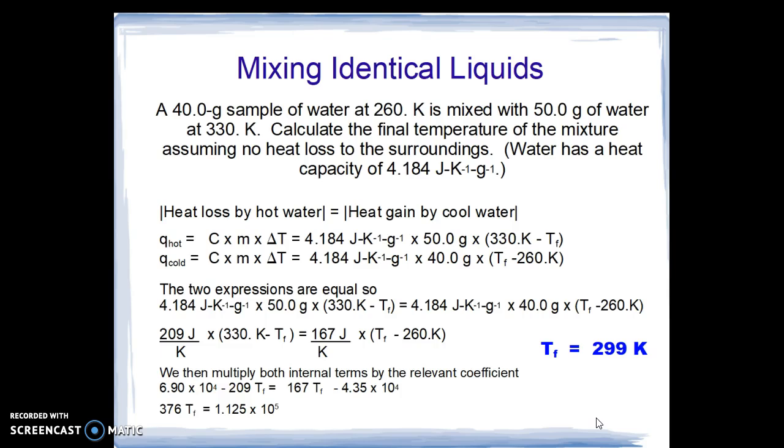We ask the question, does this make sense? Well, we had more of the hot water than the cool water, and so it appears that we would have a temperature closer to the high temperature than to the low. And as you know, 299 is a lot closer to 330 than it is to 260. So the answer makes sense.